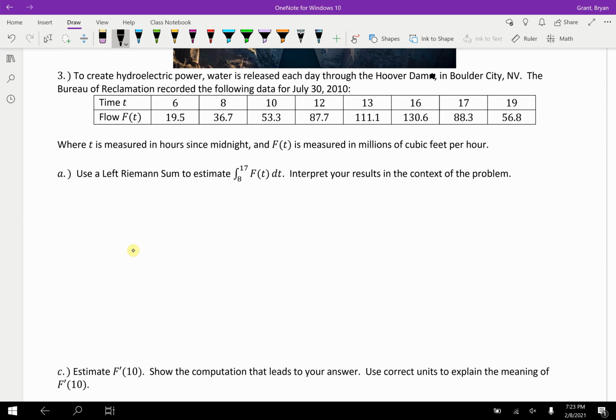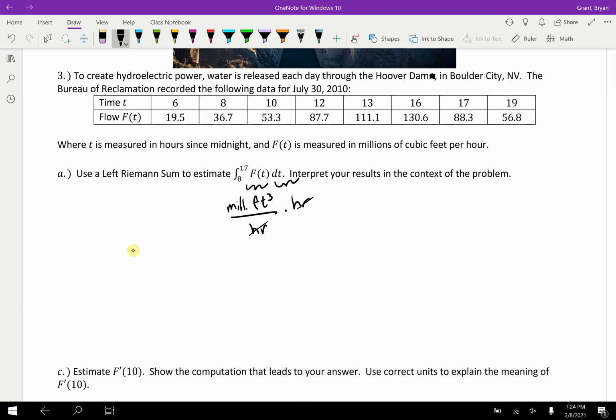I always start with the units. So capital F of t is millions of cubic feet per hour. Awkward. And then dt is going to be in hours. So those will cancel, and those are just going to give us millions of cubic feet. All right, left Riemann sum, here we go.